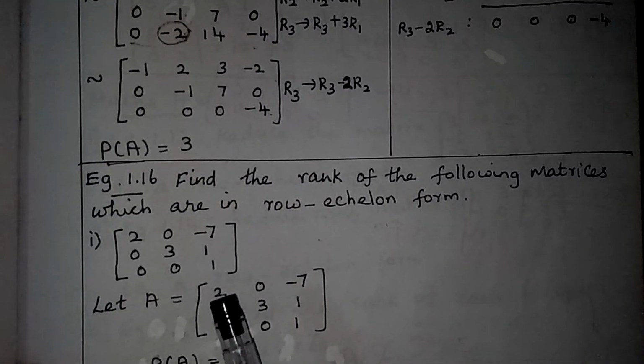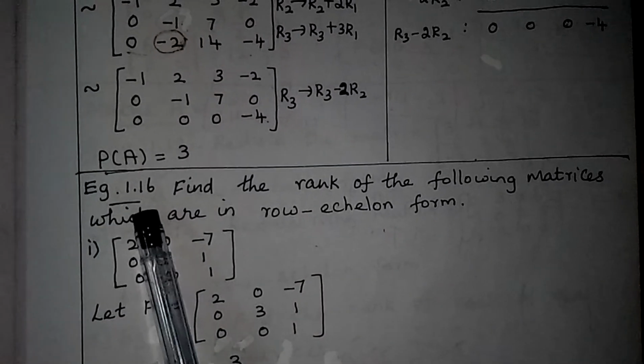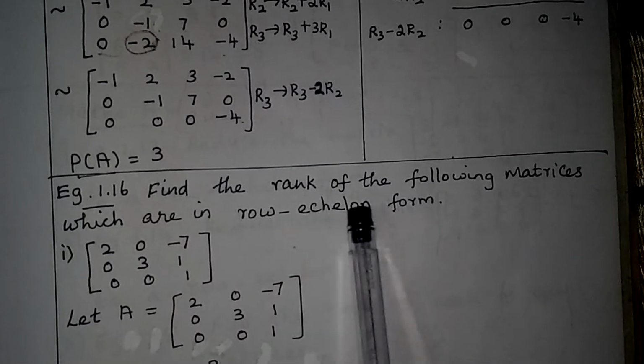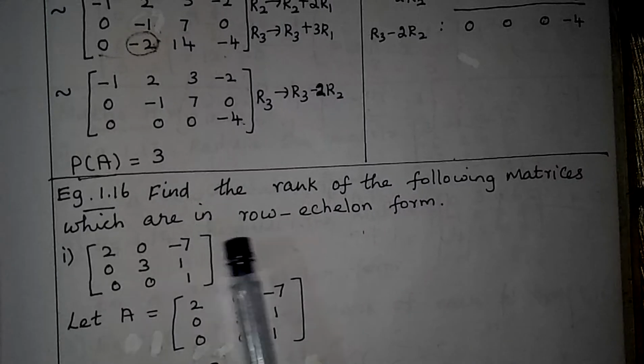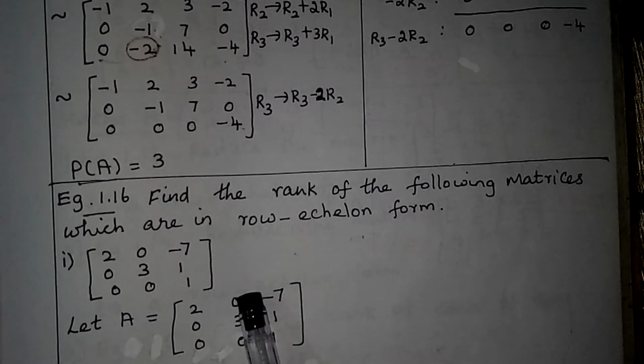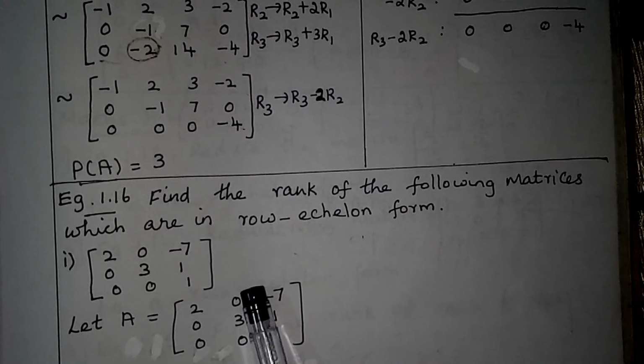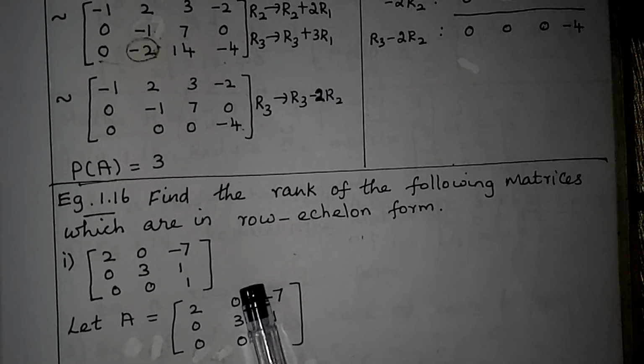Now the next sum is example 1.16. We have to find the rank of the following matrices which are in row echelon form. So it is already in the row echelon form only. We have to find the rank of this.